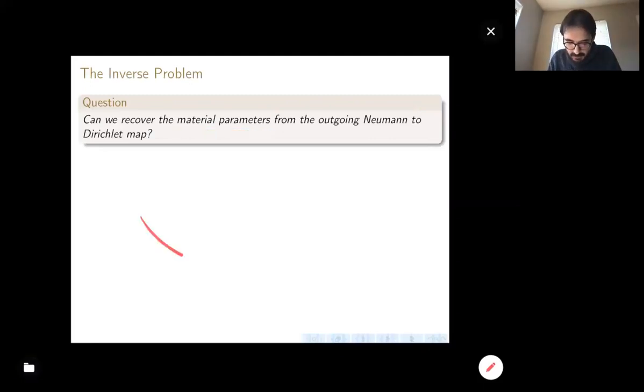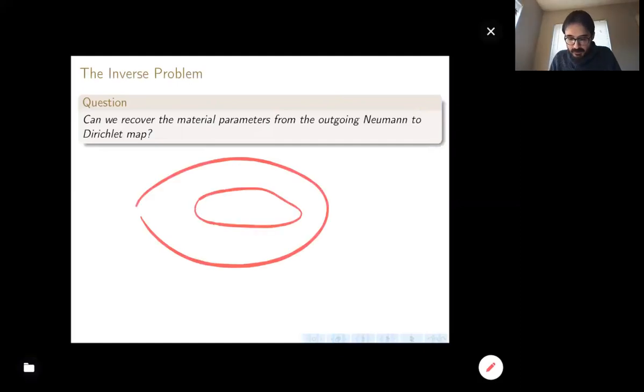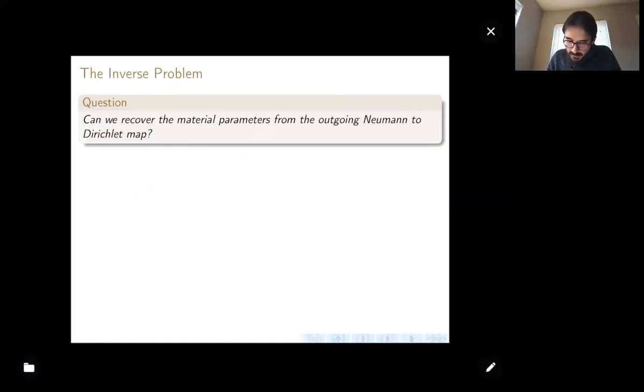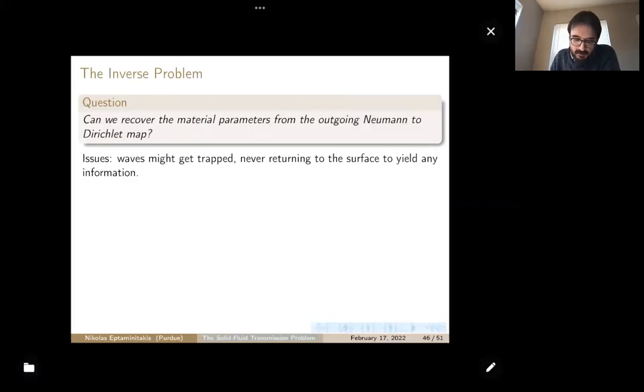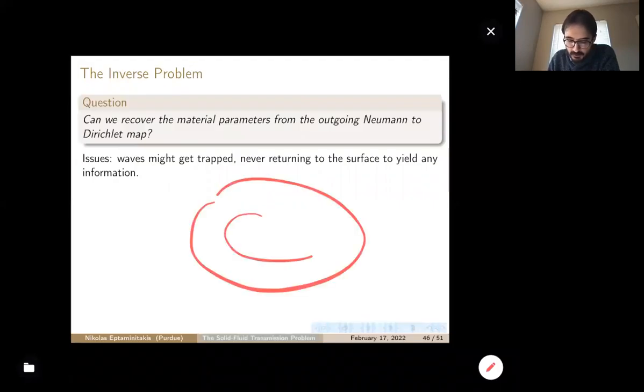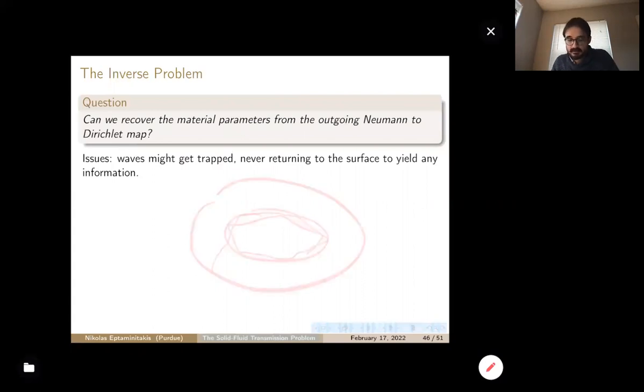So you have your outer boundary and you have your inner fluid, and you have the Neumann to Dirichlet map with respect to the full system out there. One of the issues is that you might run into a situation where in the fluid, you might send some waves in, and then they might get totally reflected forever and never come out to give you any information. So that is an issue that you have to somehow assume out.